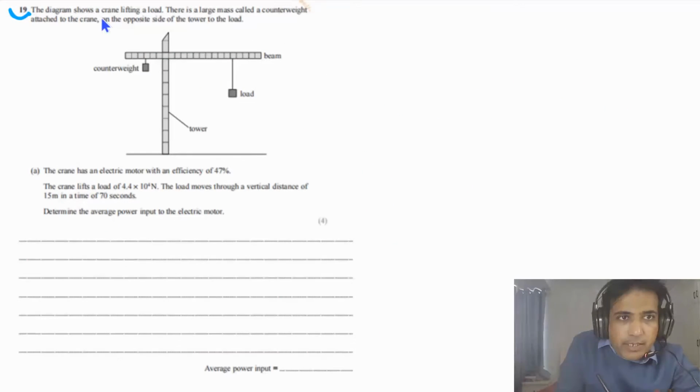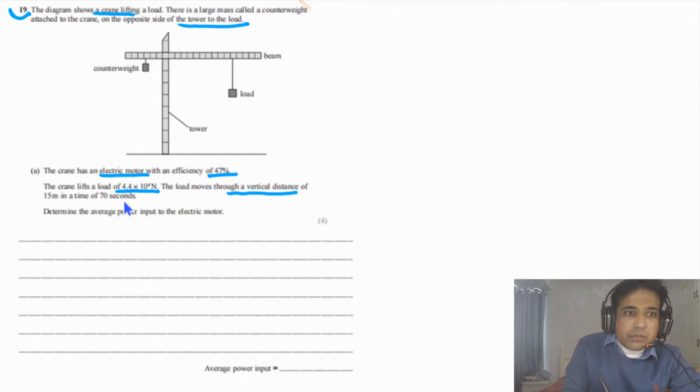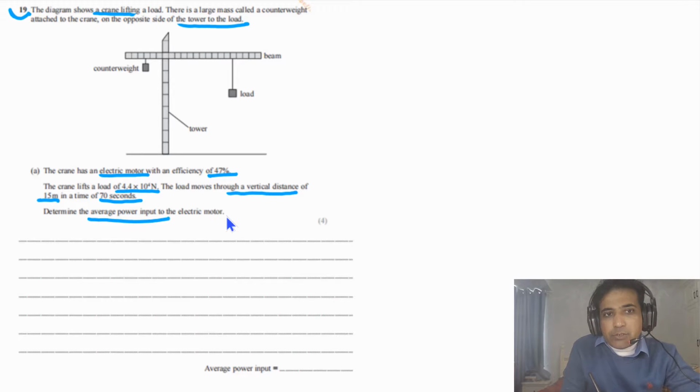Question 19 says the diagram shows a crane lifting a load. There is a large mass called a counterweight attached to the crane on the opposite side of the tower to the load. The crane has an electric motor with an efficiency of 47%. The crane lifts a load of 4.4 times 10 to 4 newtons. The load moves through a vertical distance of 15 meters in a time of 70 seconds. Determine the average power input to the electric motor.